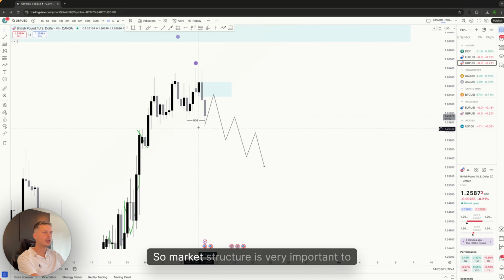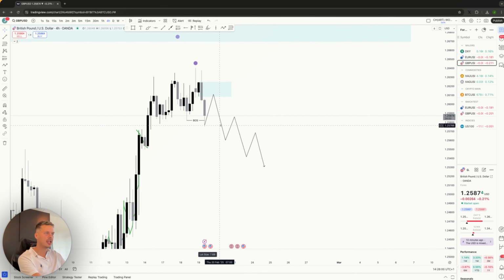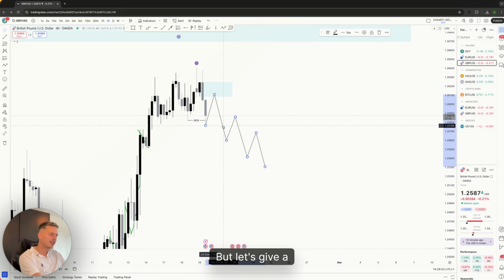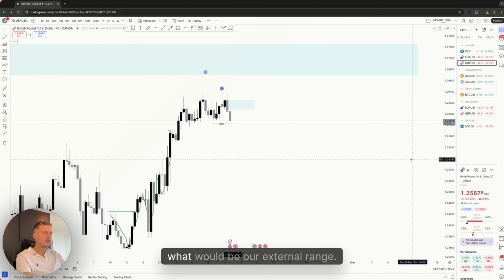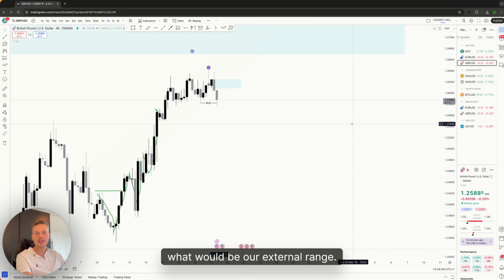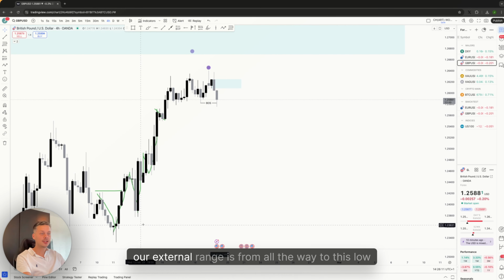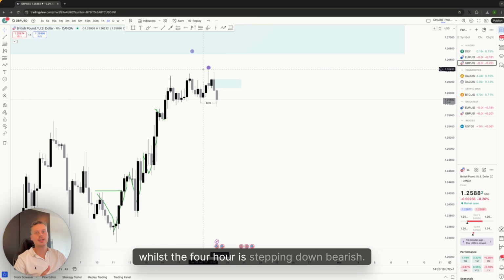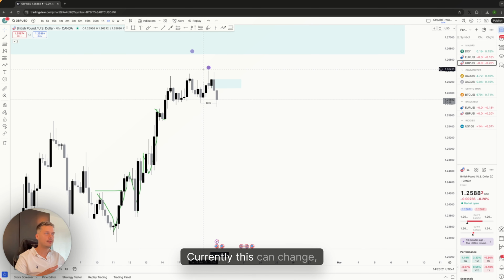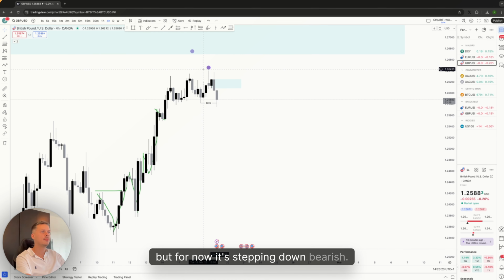So market structure is very important to understand, but let's give a clear understanding of what the hourly is doing and also what would be our external range right now. Our external range is from this low to this high. So the daily is bullish whilst the 4-hour is stepping down bearish. Currently, this can change, but for now it's stepping down bearish.